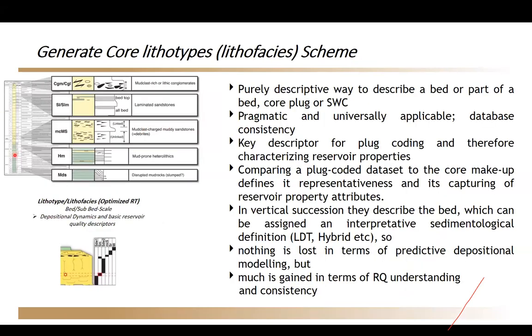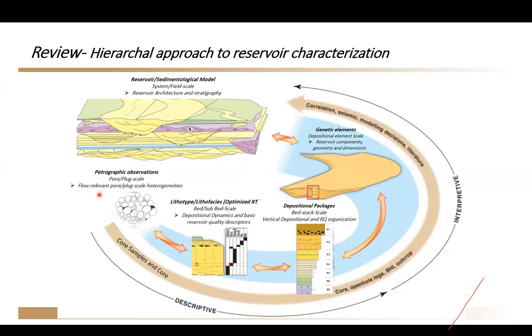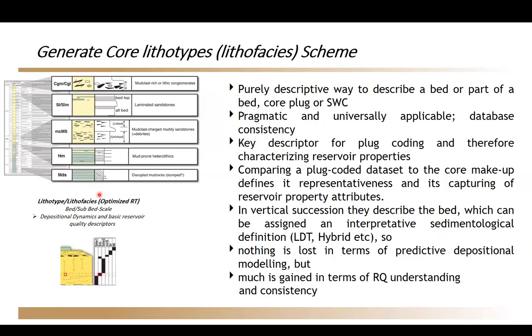So let's start with the lithotype, the first parameter in my hierarchy. The lithotype is used to characterize coal beds in geological investigation. But here we will use it to characterize the sedimentological characteristics and their reservoir quality imprint. So I will go to the core and describe it based on the depositional and diagenetic factors that control my reservoir quality. This lithotype, which I also call petrotype, or I can call it optimized rock type, is a purely descriptive way.